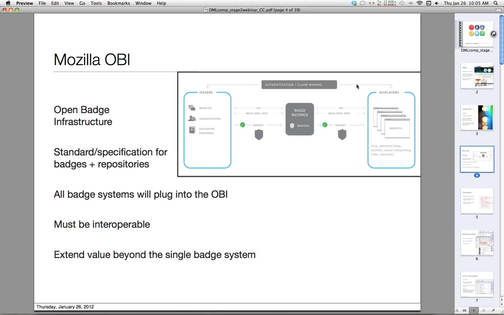At this stage 3, we are requiring that your badges be interoperable. Interoperable is kind of a very large word, but essentially it means that it will work in conjunction with other badge systems. And that actually is taken care of. If you plug into the OBI, then you actually are interoperable at that point. And hopefully we're going to be extending the value of just a single badge system through Mozilla's Open Badge infrastructure.